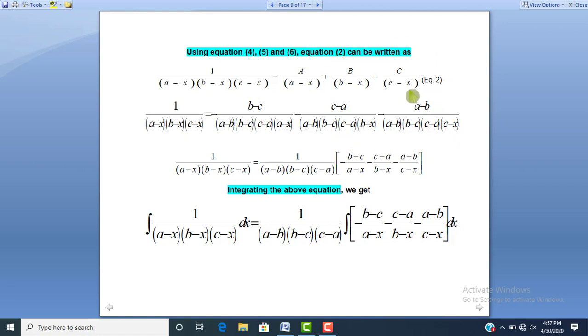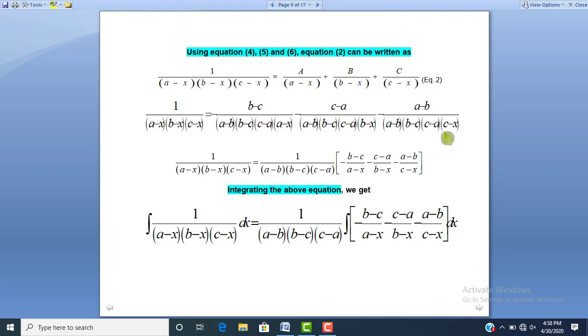So in equation number 2, where the values of A, B and C have been inserted, the resultant equation will be 1 over (A minus X)(B minus X)(C minus X) is equal to minus (B minus C) over (A minus B)(B minus C)(C minus A)(A minus X), minus (C minus A) over (A minus B)(B minus C)(C minus A)(B minus X), minus (A minus B) over (A minus B)(B minus C)(C minus A)(C minus X).